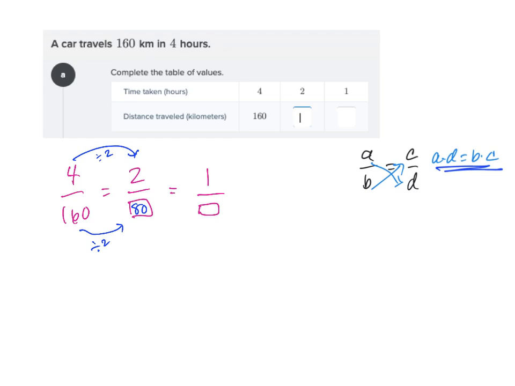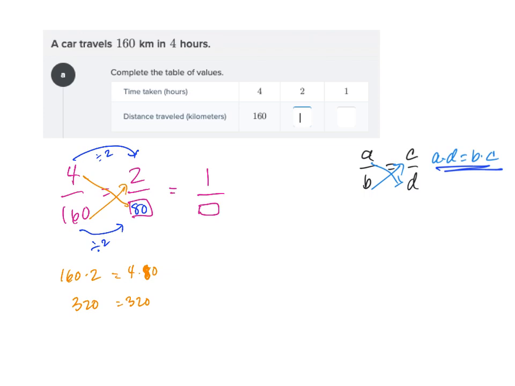And if I check that, I could use cross products and say, well, 160 times 2, does that equal 4 times 80? Well, 160 times 2 is 320. 4 times 80 is 320. So yeah, that is equivalent.